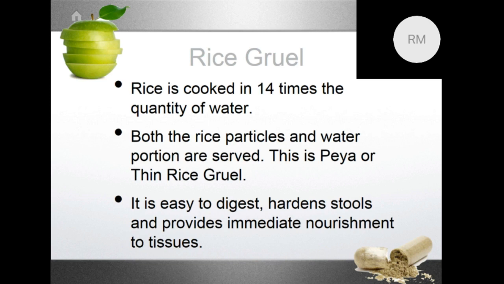You start with strained rice water. Then you move to thin rice gruel. Then you take thick rice gruel. And then you gradually take fully cooked rice. So if you take rice in this sequence, it does a lot of things. It balances your digestion, it rehydrates your body, it optimizes nutrition, and then it steadily stabilizes your digestive fire.